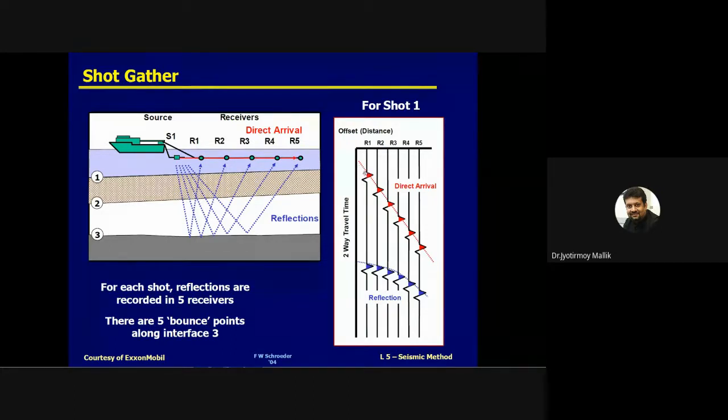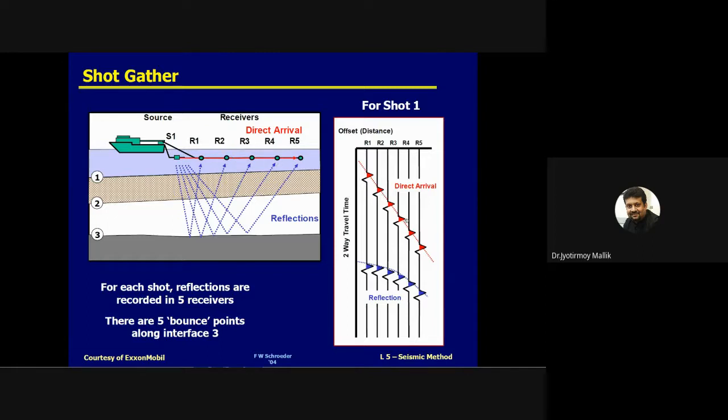And at R2, R3, R4, R5, I will find the first batch of wiggles. Of course, the timing of arrival will be more if I am moving from near to far offset. Okay, this is two-way time and this is offset distance, so it will be more. And this is what I will observe. Now, this is not exactly two-way time simply because this is the direct arrival.